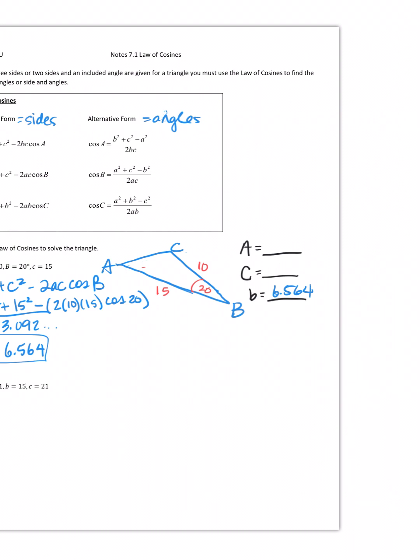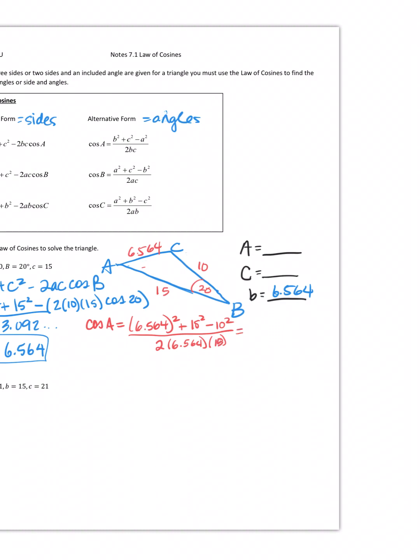Which angle do we want to find first? It doesn't really matter. I'm going to solve for angle A. So cosine of A is going to equal, following my formula, I'm going to plug in what I know. So little b squared plus little c squared minus little a squared. This is my work that I show. 2 times b times c. Oh, no, that's not c. 15 is c, sorry.